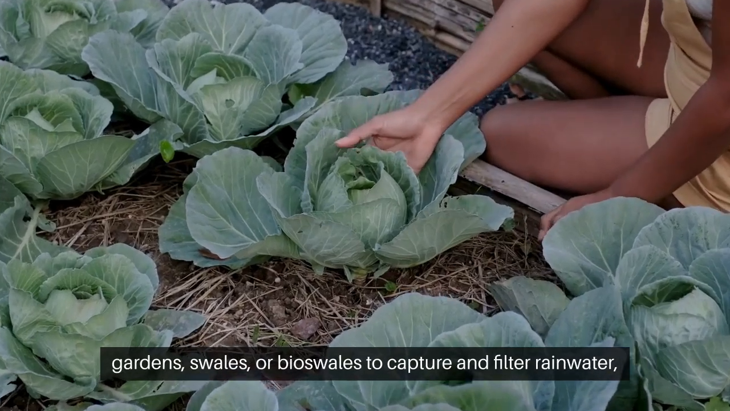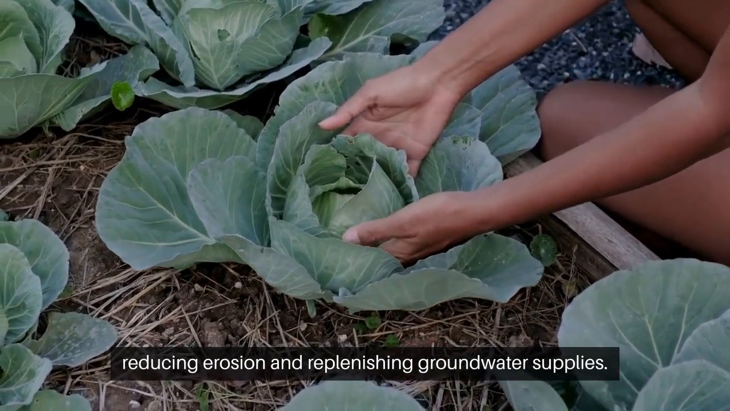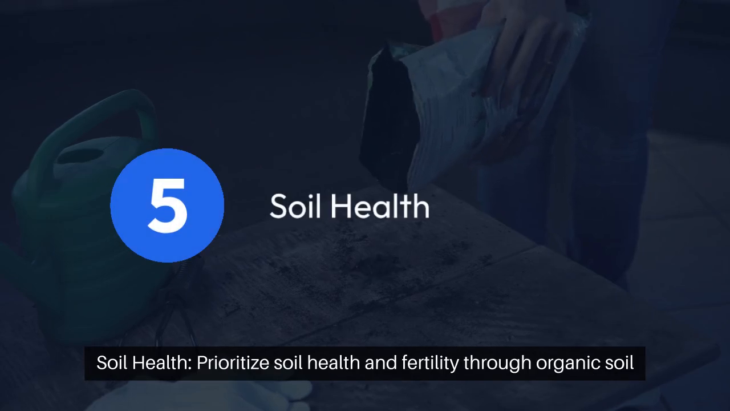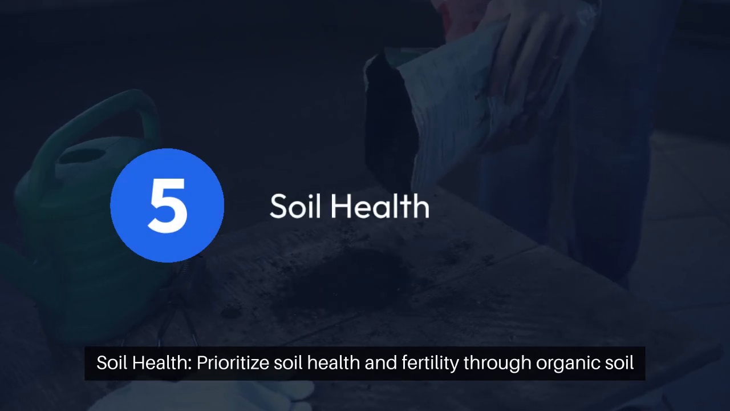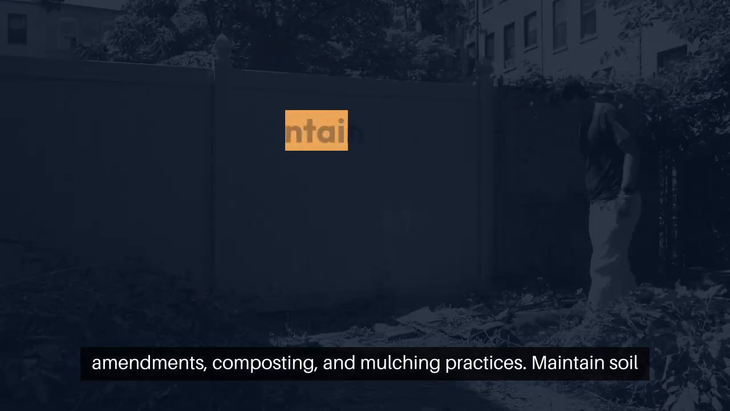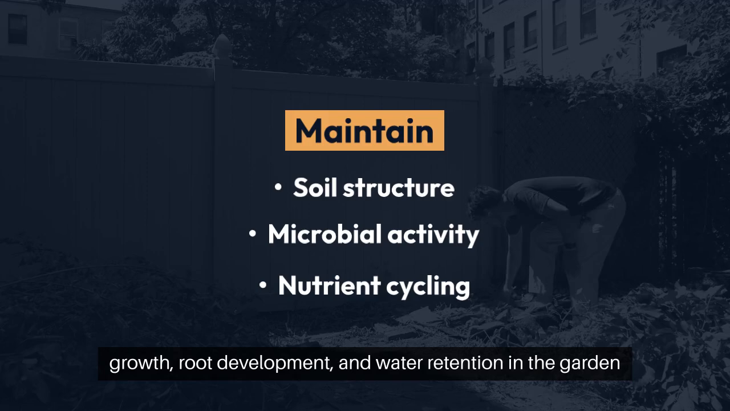Incorporate rain gardens, swales, or bioswales to capture and filter rainwater, reducing erosion and replenishing groundwater supplies. Soil health. Prioritize soil health and fertility through organic soil amendments, composting, and mulching practices. Maintain soil structure, microbial activity, and nutrient cycling to support plant growth, root development, and water retention in the garden ecosystem.